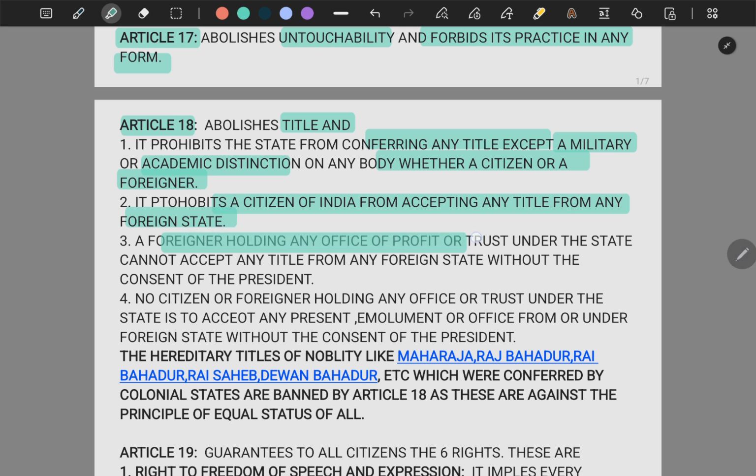A foreigner holding any office of profit or trust under the state cannot accept any title from any foreign state without the consent of the president. So even a foreigner, if they're staying in India and holding an office in India, still cannot accept the title, because they have to consult the president, and they need to get the consent given by the president. Only then can they do the action.